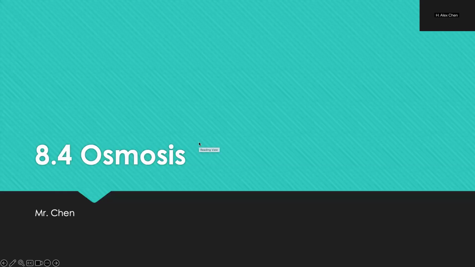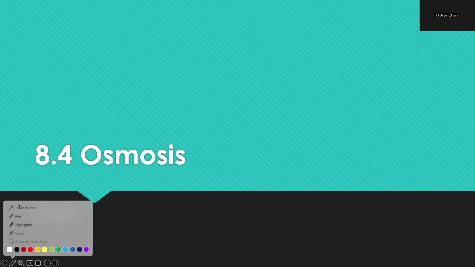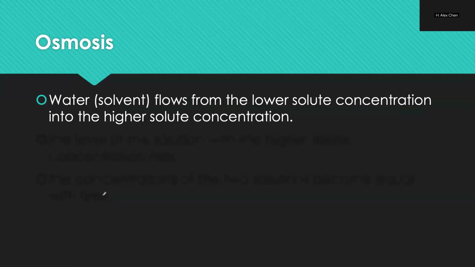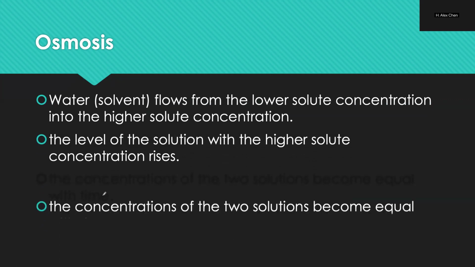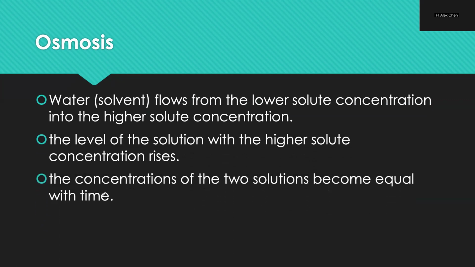Good morning. In this lesson, I'm going to talk about osmosis as the last lesson in the unit of pharmaceuticals. What is osmosis? It's when water or solvent flows from lower solid concentration into higher solid concentration. The level of the solution with the higher solid concentration rises, and the concentration of the two solutions becomes equal with time. What does that mean?